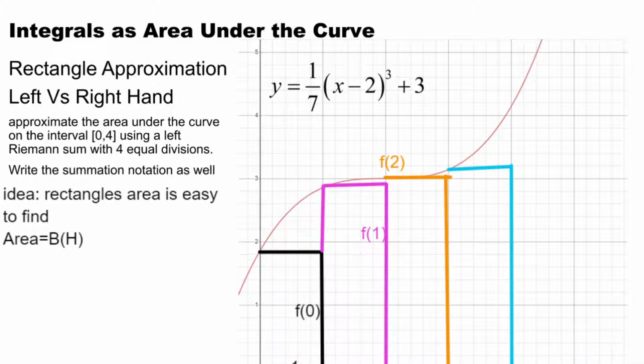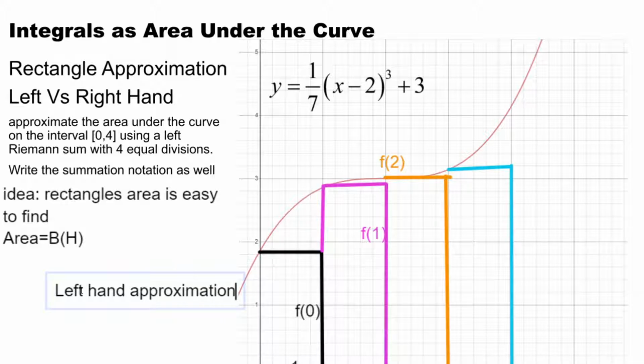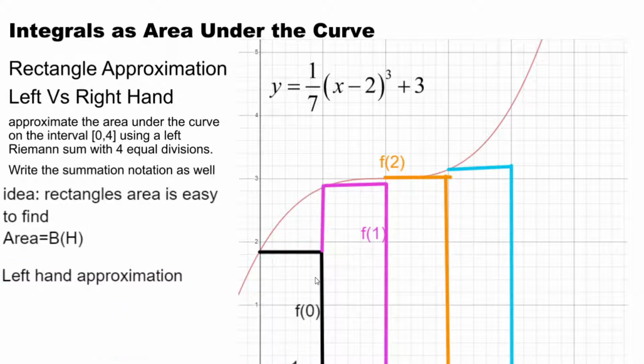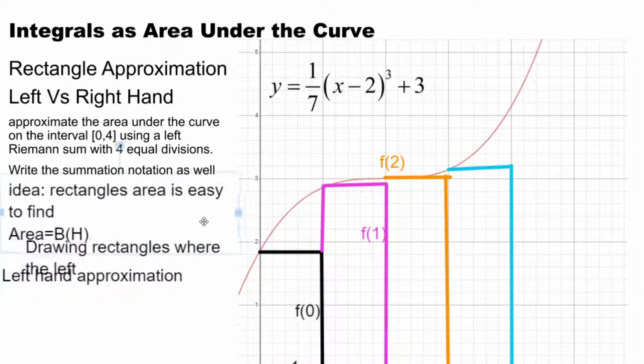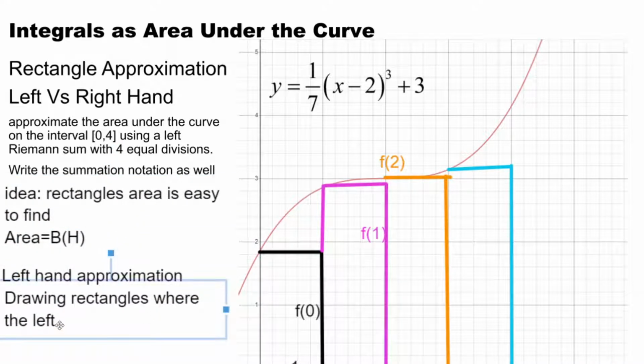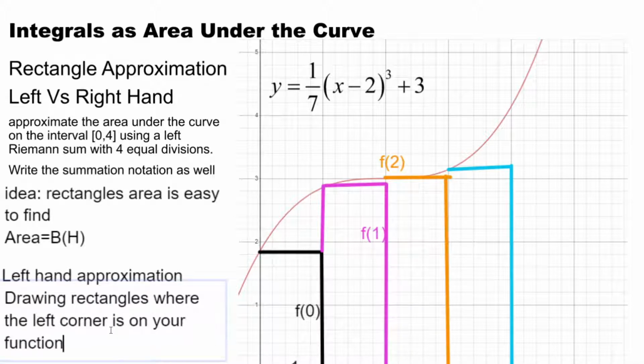So again, this is one approximation here. What I have drawn out is called your left-hand approximation. And the reason it's called your left-handed or left-sided approximation is because you're starting at the left and you're drawing your lines across. So again, basically the main idea here is you're drawing rectangles where the left corner is on your function.